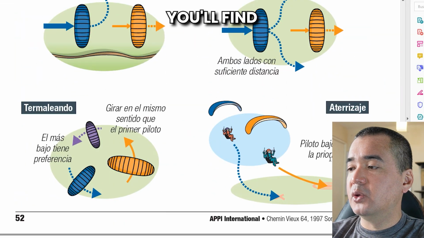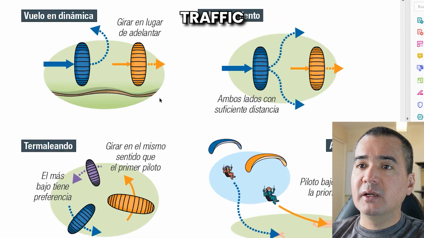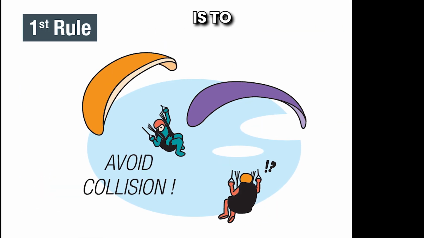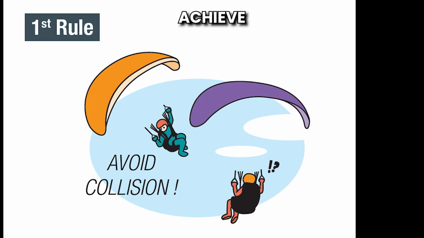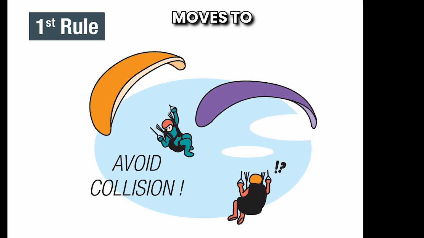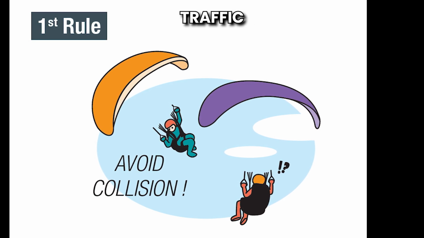On page 52, you'll find a graphic explanation of the traffic rules, especially anti-collision. The first rule, of course, is to avoid collisions. How do we achieve this? Normal traffic means that each paraglider moves to the right, much like road traffic rules.